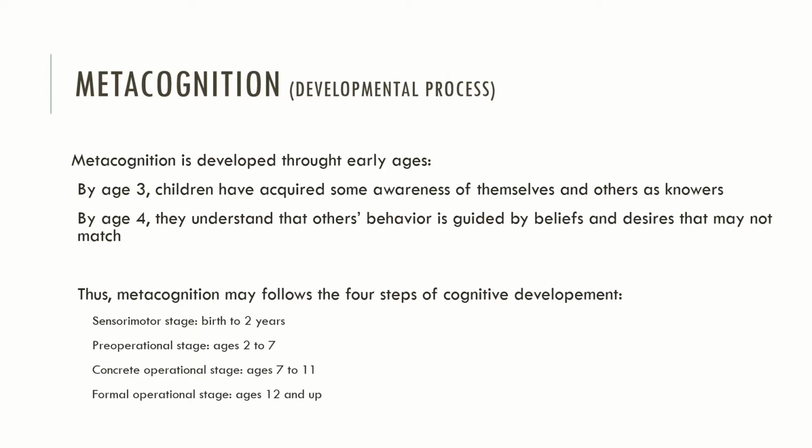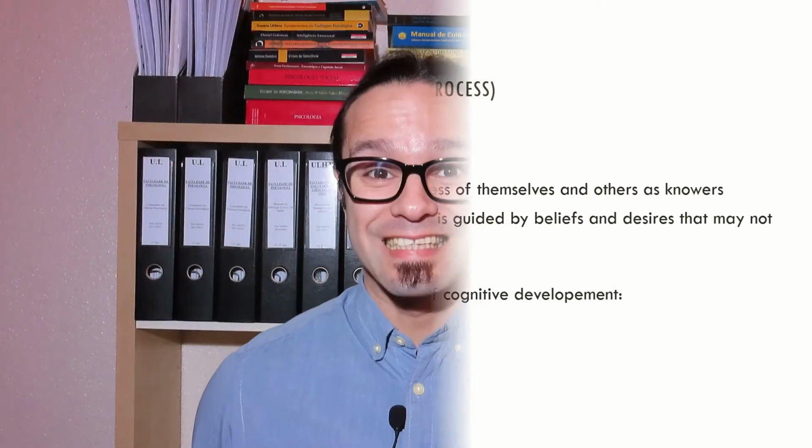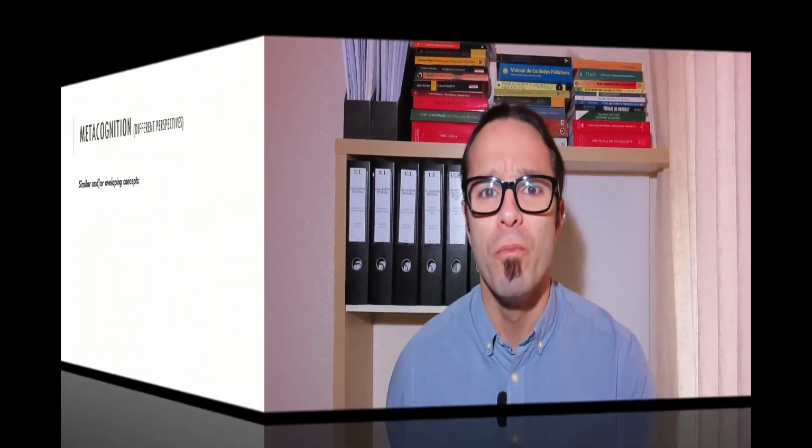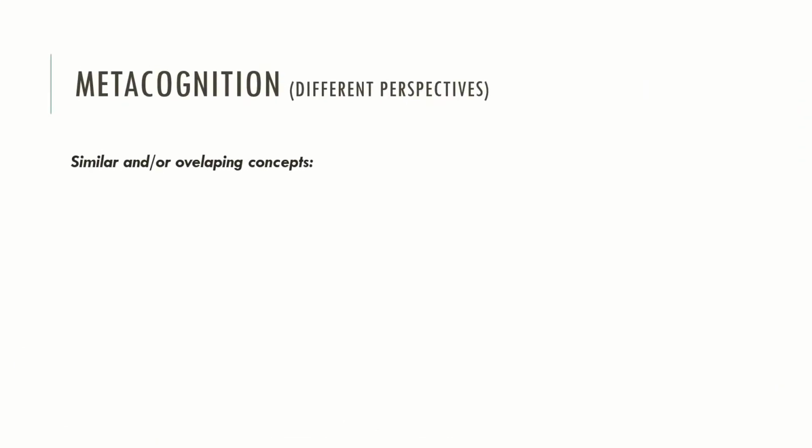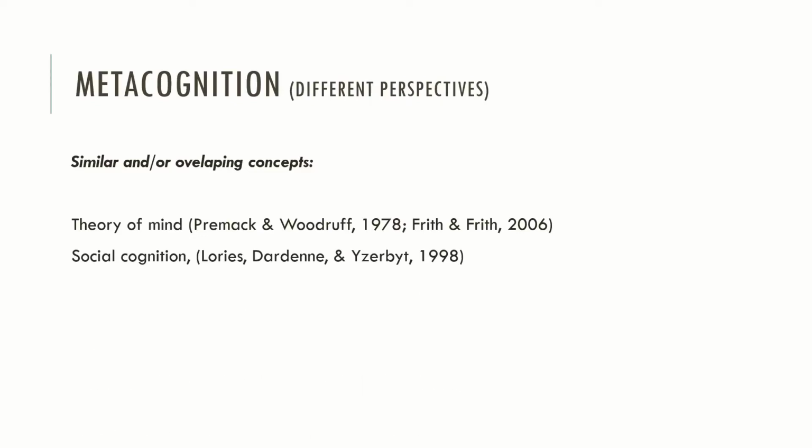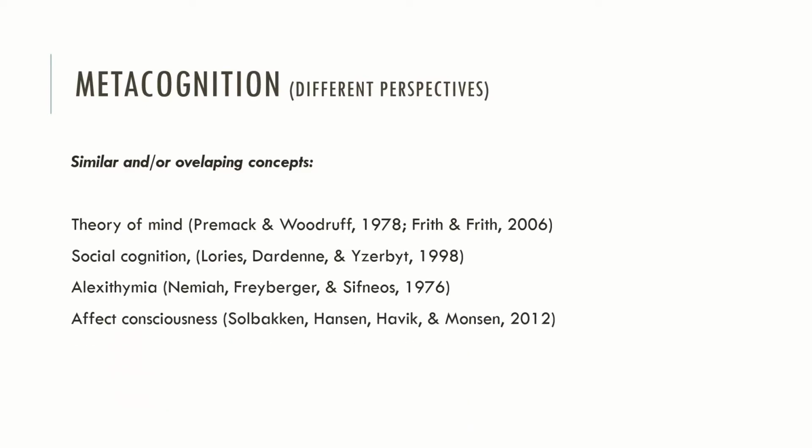Don't worry, in future videos I will describe these cognitive stages one by one for you to know more about how to apply this to human development. Thus, as with some constructs and concepts in psychology, there are many overlapping concepts that may be related to metacognition or may be similar to metacognition. So let's look at them right now. One is called theory of mind, one is called social cognition, one is called alexithymia, which may be viewed as a deficit or a difficulty in the awareness of inner and external emotional states; affect consciousness, which may be related to alexithymia; and mentalization, which is a process that is very similar to metacognition.